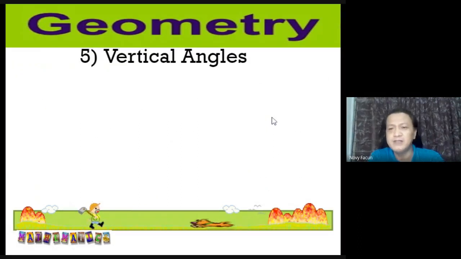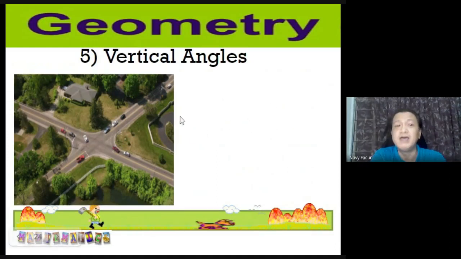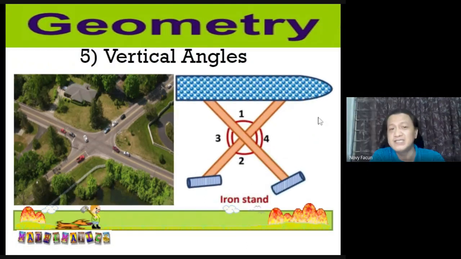And last concept natin, pag sinabi natin vertical angles, saan madalas makikita to? Ito. So, this is cross street. Diba? Ito yung makikita natin sa ating labas ng bahay or sa may kalsada. Diba? Meron tayong cross street or sa stoplight, merong ganito. Okay, para siyang X na shape. And we have this is iron stand or yung plantsahan. Makikita rin ang vertical angles dyan. Basta meron yung X na shape. Yung gunting din. Pag inopen mo yung gunting, magiging vertical angles yun. Okay, basta merong X na shape.